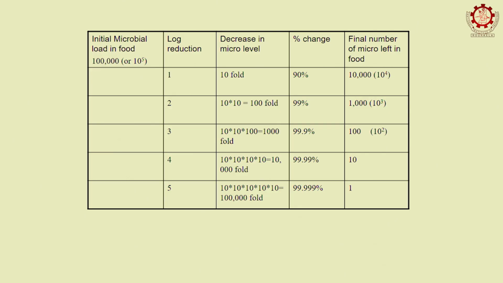Here it is just to give you some idea how the log reduction can be defined. Let us say you have a 10 power 5 population. If you reduce 1 log, that means you have a 90% reduction, and you are left with 10,000, whereas if you have 5 log reduction, you are left with 1 bacterium, and so on. This is how the concepts of 5 log reduction, 7 log reduction, all those things come into the picture. Again, we can revisit this slide later on if you have questions on the D value concepts.